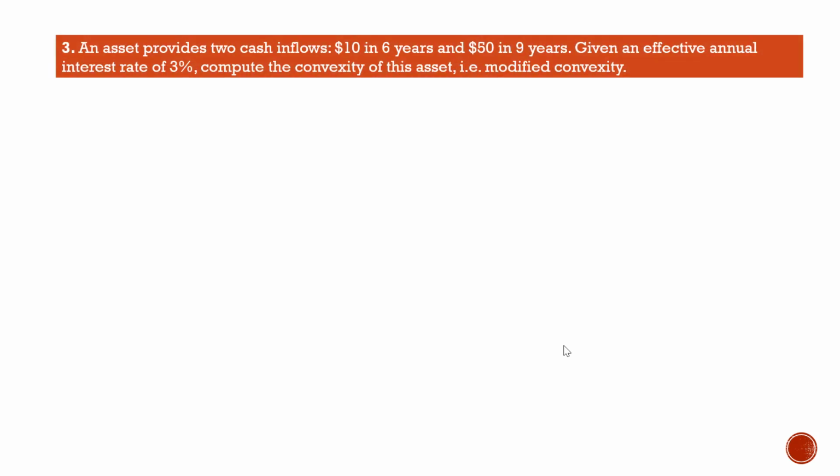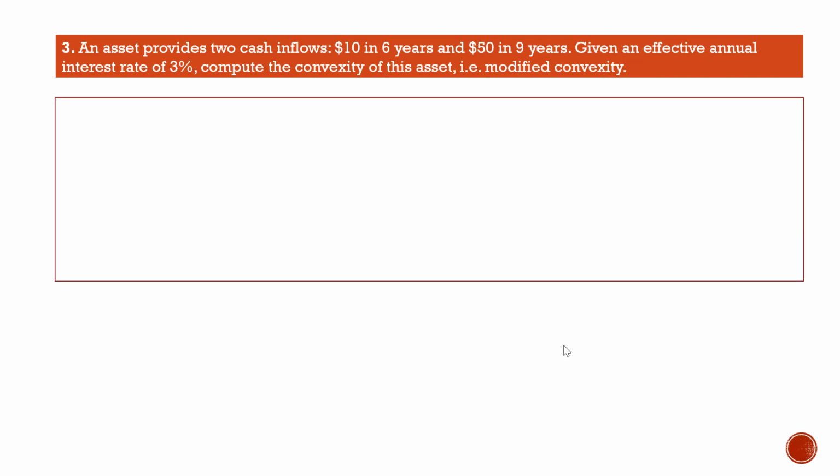Question 3. An asset provides two cash inflows, 10 in 6 years and 50 in 9 years. Given an effective annual interest rate of 3%, compute the convexity of this asset. This question is basic. We just have to apply the modified convexity formulas. So the present value function is 10v^6 plus 50v^9, because 10 is the cash inflow at time 6 and 50 is the cash inflow at time 9.